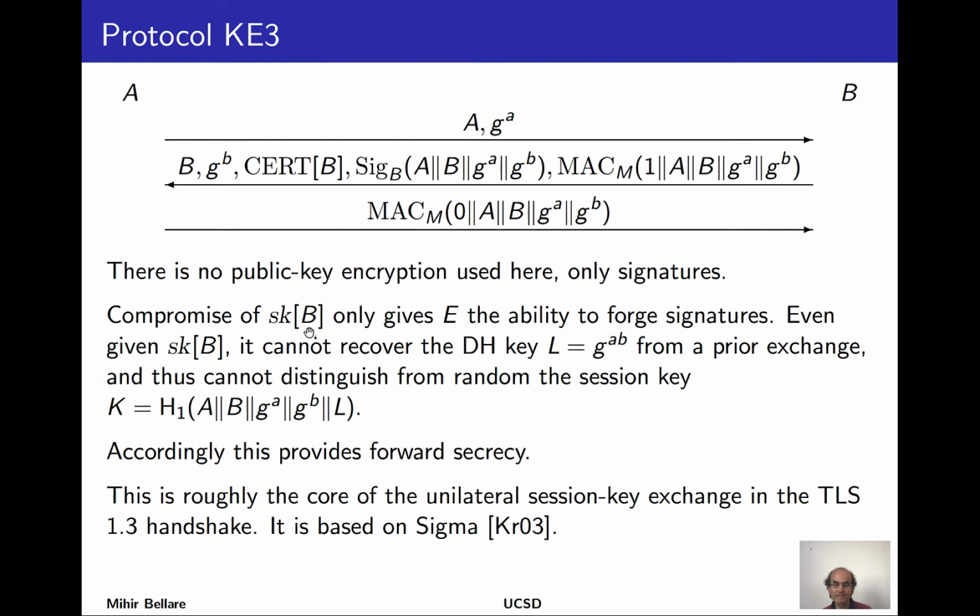When the adversary compromises B to obtain the secret key of B, it would like to recover L, the Diffie-Hellman key, because that's the route to recovering the session key, which is a hash of L. But it doesn't have a way to do that, because to do that, it would need to solve the Diffie-Hellman problem here, the computational Diffie-Hellman problem. To derive L, well, L is g to the power AB, and it has g to the power A and g to the power B. How is it going to get L from them? So in this way, we feel like this is moving along to provide forward secrecy. And indeed, something like this is the core of the unilateral, which means server-only authenticated session key exchange in the TLS 1.3 handshake. And that's based on this Sigma protocol.